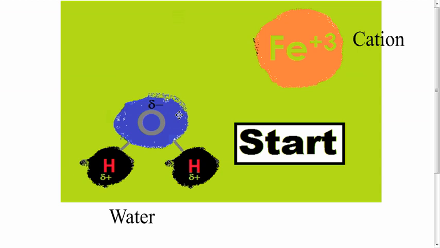Now, you can see water has this little delta negative here. That delta negative means that water is partially negative. It's not enough to have a charge, like iron has a positive 3 charge, but it has a partial charge. Now, therefore, there'll be an attraction between this oxygen of the water and the iron.